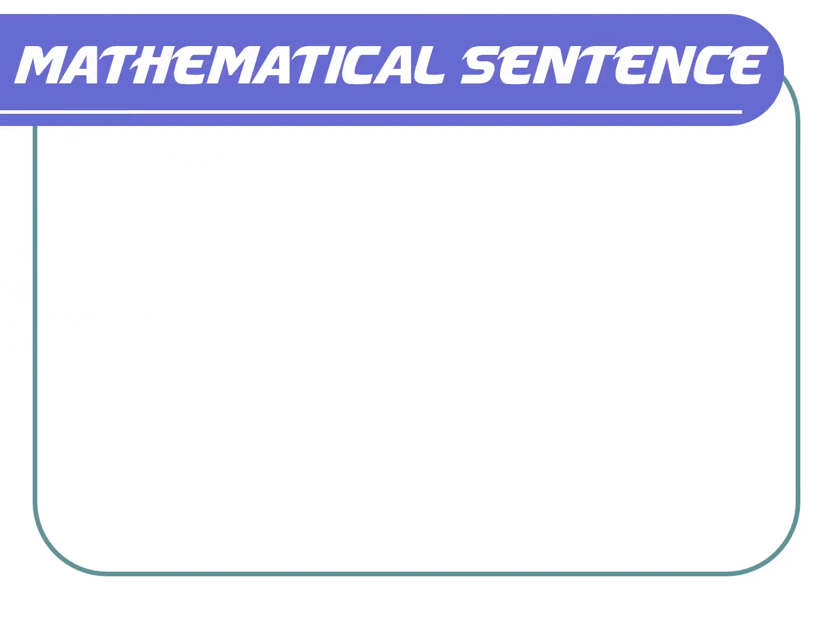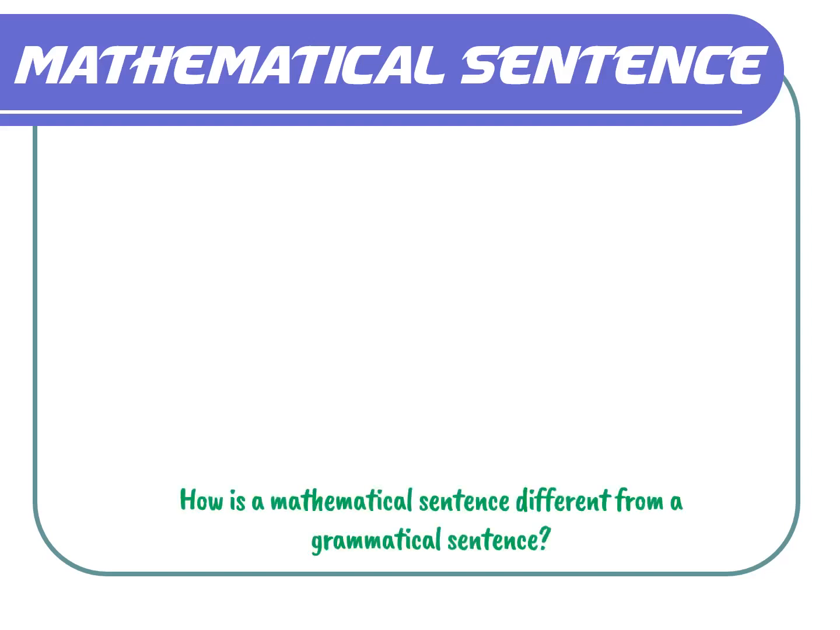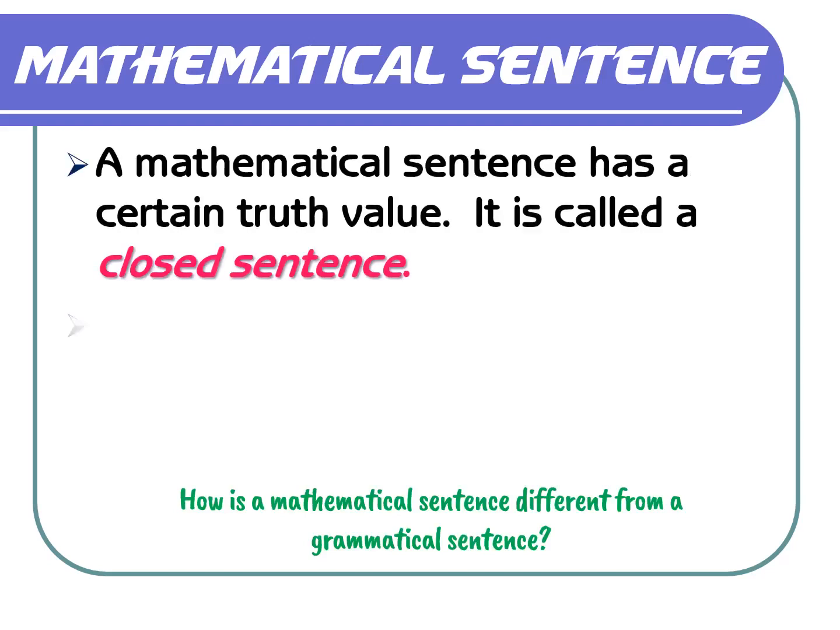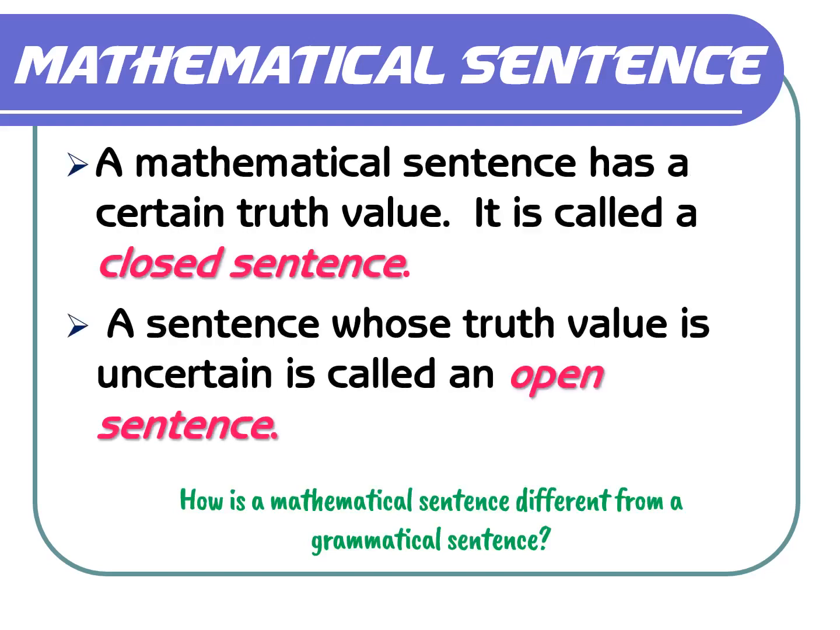Every good sentence needs a noun or a subject, an action word or a verb, and an object or the completion of the idea of the sentence. But how is a mathematical sentence different from a grammatical sentence? When we say mathematical sentence, it has a certain truth value, and it is called a closed sentence. And if the truth value is uncertain, we call this an open sentence.